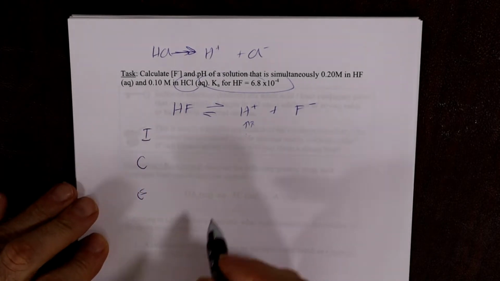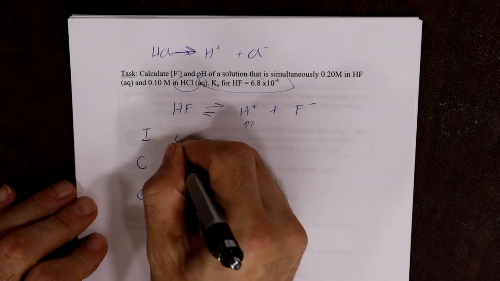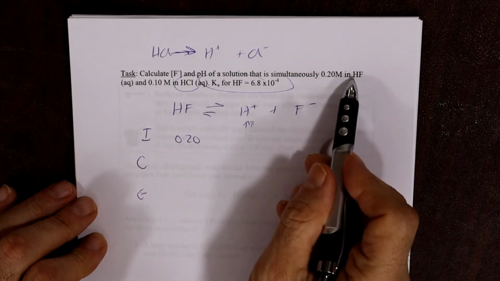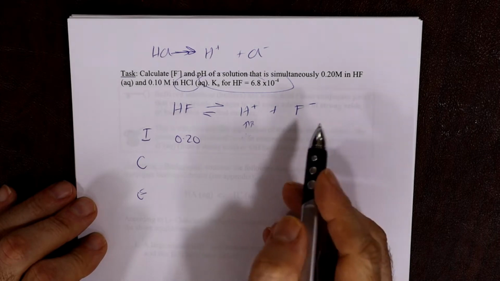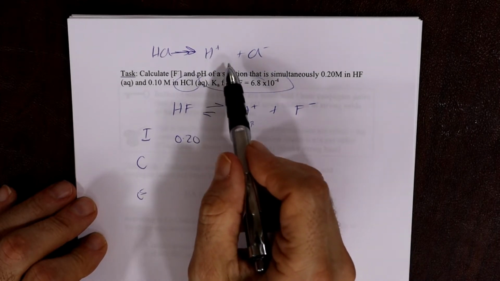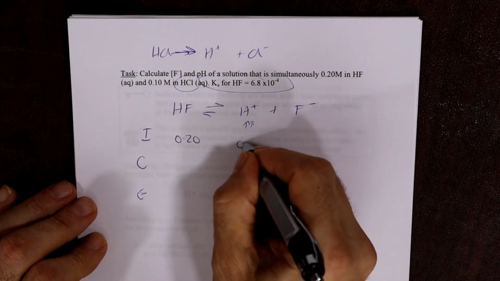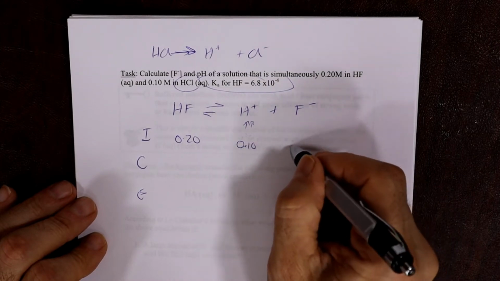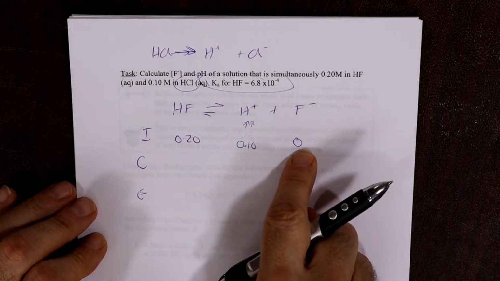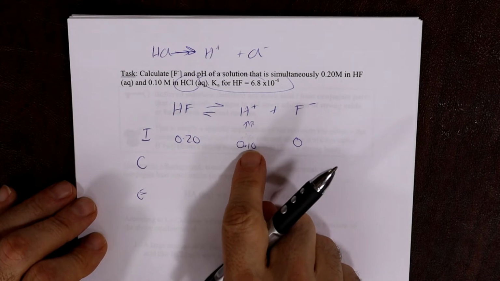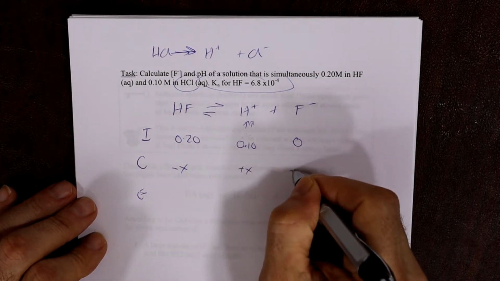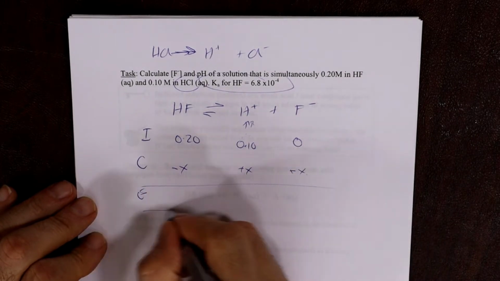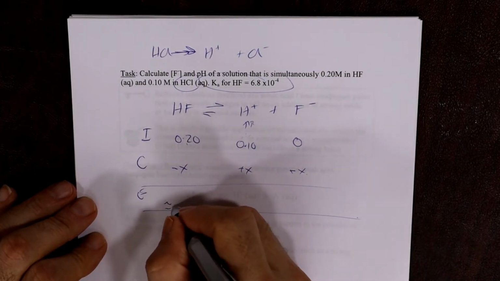Okay, so initially 0.2 HF, 0 and 0 if it was just the weak acid equilibrium, right? But it's not, because we're throwing in some HCl of 0.1, and HCl gives us 0.1 H plus, and that's 0. Okay, so slightly different. H plus is the common ion here. Change, minus X, plus X, plus X. Equilibrium, again make the weak acid approximation.